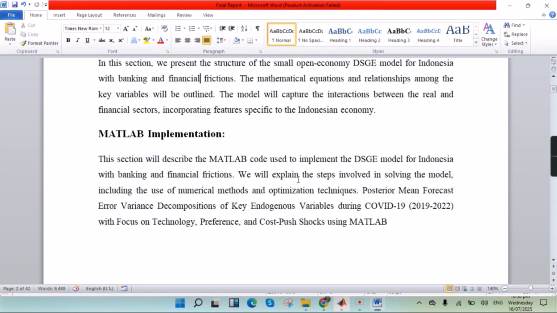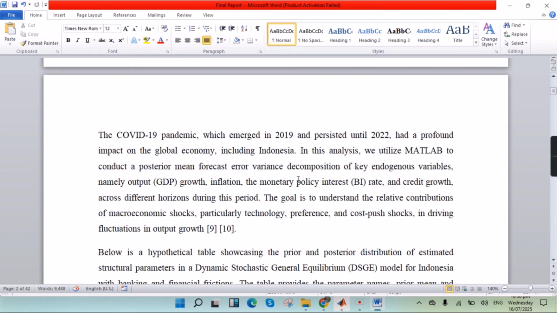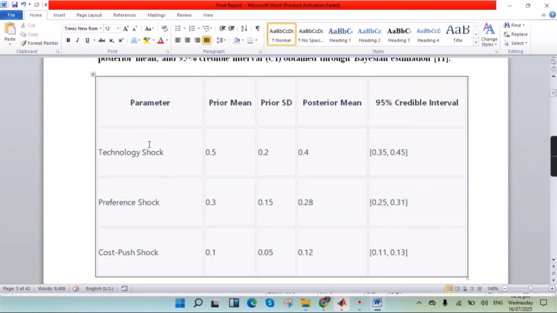Basically, these are the impacts of technology, preference and cost-push shocks using the MATLAB calculations. In the MATLAB calculation, we need to add different variables, including output GDP, growth, inflation rate, monetary policy interest rate, and credit growth across the different horizons during this period. These are the parameters we have used: technology shock, preference shock, cost-push shock, and the 95% credible interval.